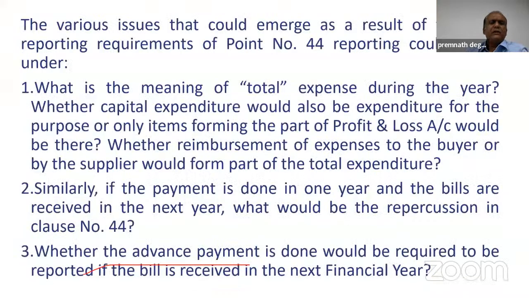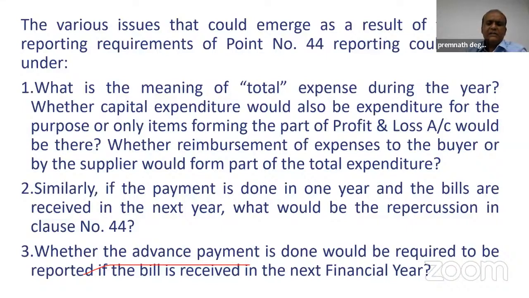Okay, next. The various issues coming up: the meaning of total expense during the year, whether capital expenditure would be an expenditure. Another issue is whether reimbursement of expenditure to the buyer by the supplier would form part of it. Yes, reimbursement is also an expenditure. For example, I as a chartered accountant travel by train or aircraft and claim the bill as a reimbursement; there is GST on it. You forget about the flight bill's GST and only consider the chartered accountant's bill, which includes the flight bill.